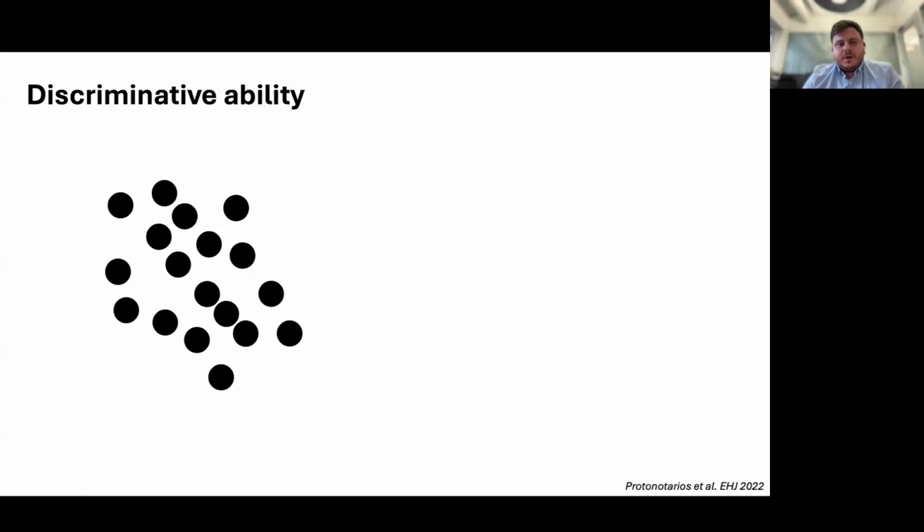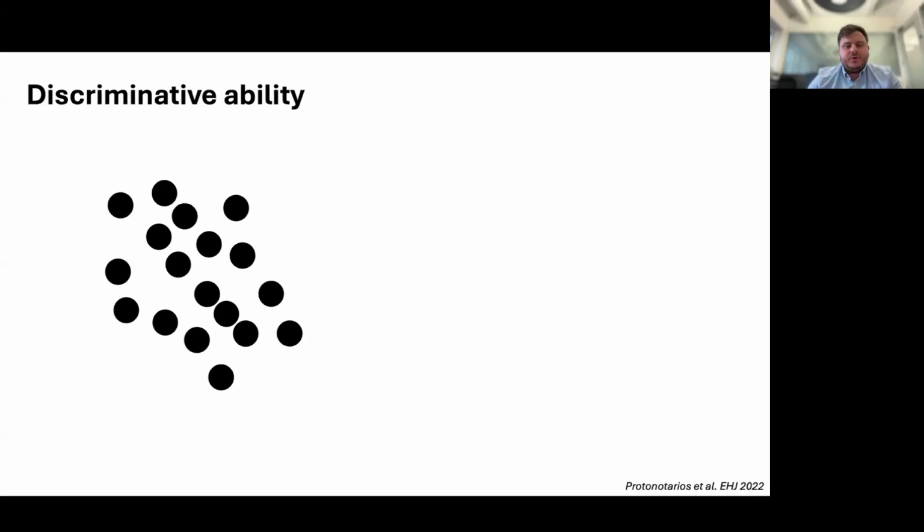Yeah. In terms of the validation, there are two key things to look into. One is the discriminative ability: how well can the model differentiate those who will have the event versus those who won't? The other one, which we'll see on the next slide, is the calibration: being able to predict, with the probability being close to reality. So I'll just quickly describe the discriminative ability.